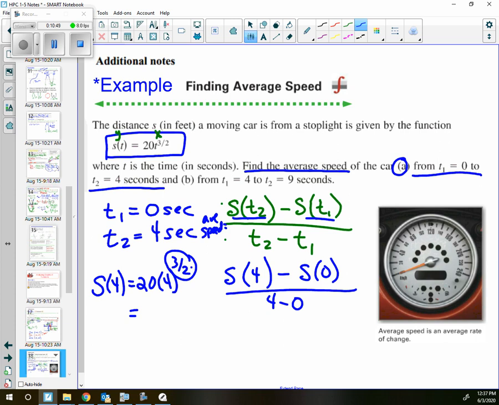Remember, the bottom is the root, and the top is the power that you raise it to. So the square root of 4 would be 2, and then 2 cubed would be 8. So this would be the same as 20 times 8, which gives me a grand total of 160. Now, if you're not a believer in that, or it's hard for you to follow, go ahead and type it into your calculator and see what you get.